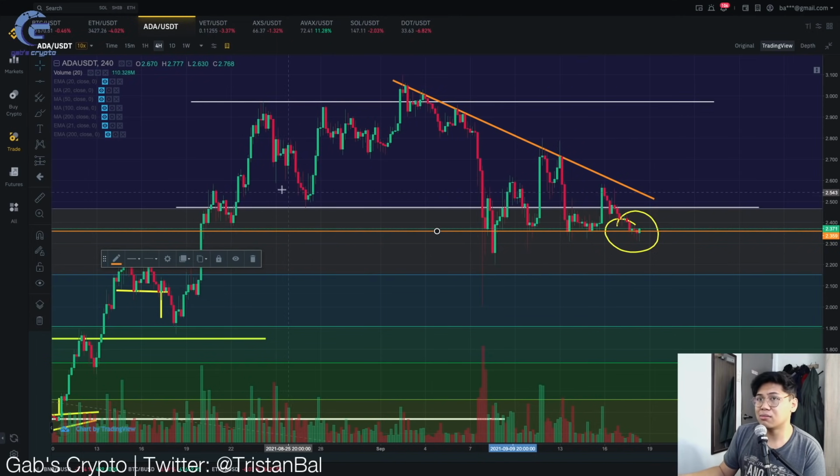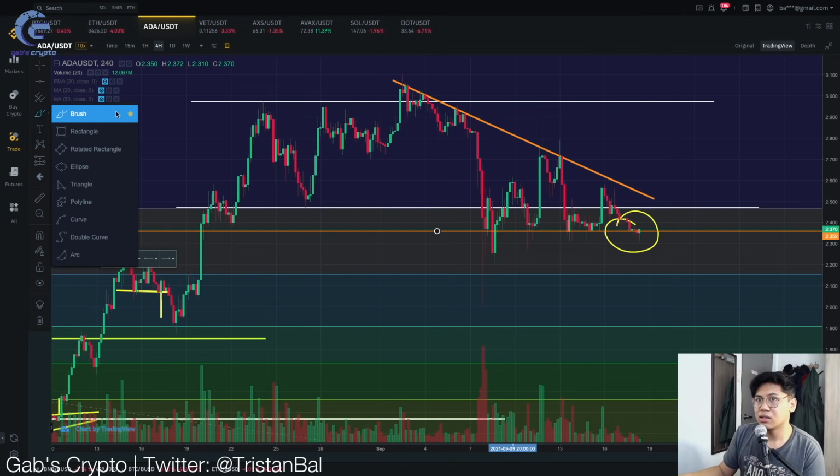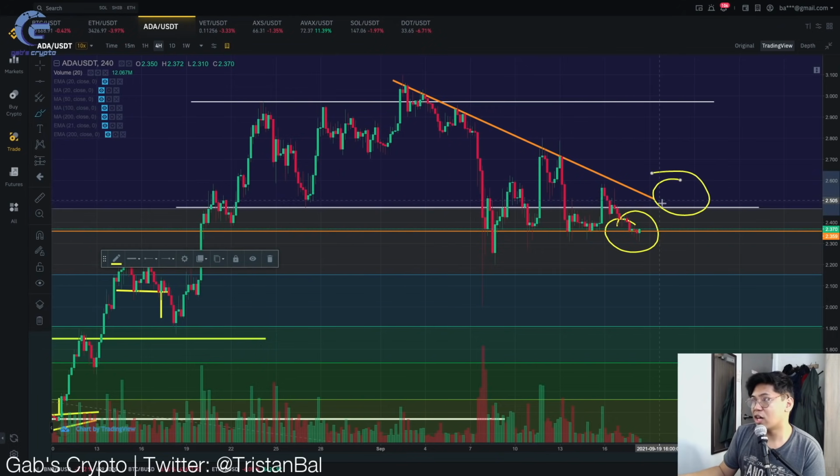Now, ang isang maganda opportunity din natin dito would be if ma-break natin tong resistance. So, right now, if ma-break natin to, then we could actually fill in big buy orders dito. So, right now, kailangan natin ma-break ito in the 4-hour time frame. And of course, kailangan natin ng volume in order to confirm the move to the upside.